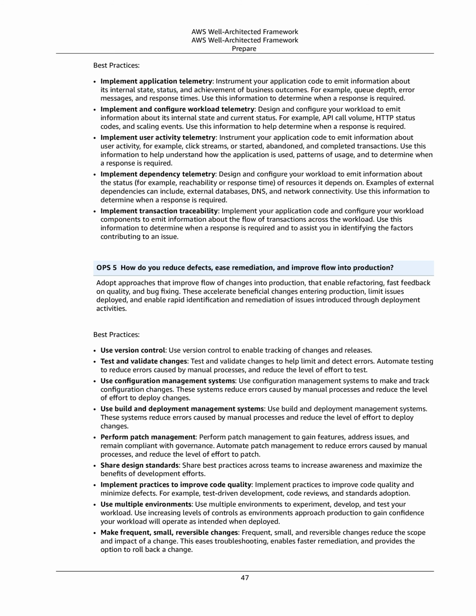Best practices. Implement application telemetry. Instrument your application code to emit information about its internal state, status, and achievement of business outcomes. For example, queue depth, error messages, and response times. Use this information to determine when a response is required.